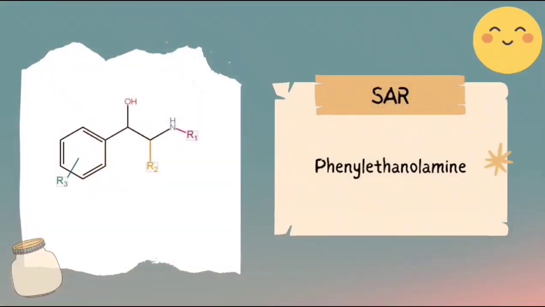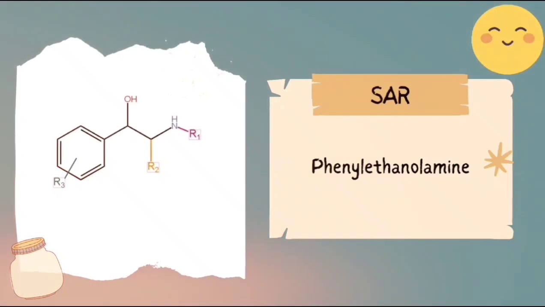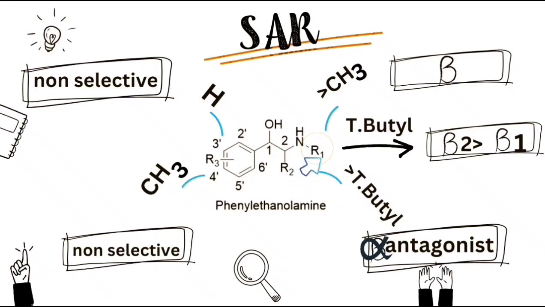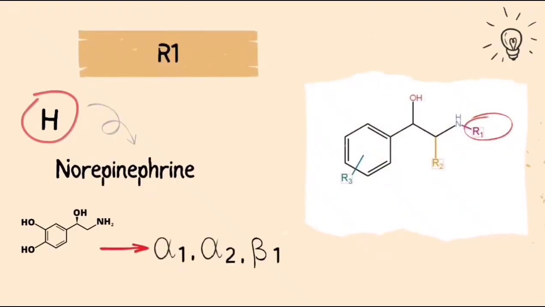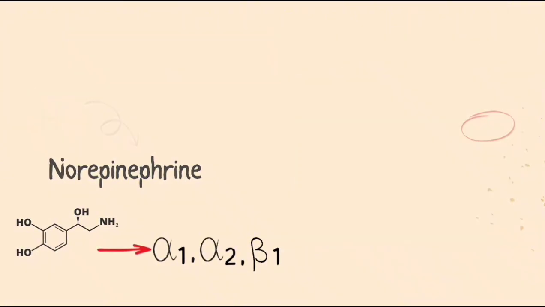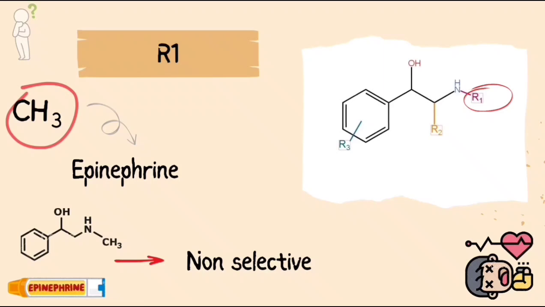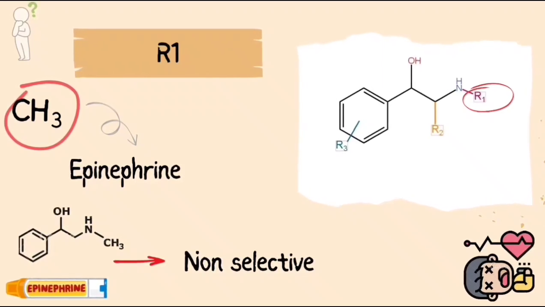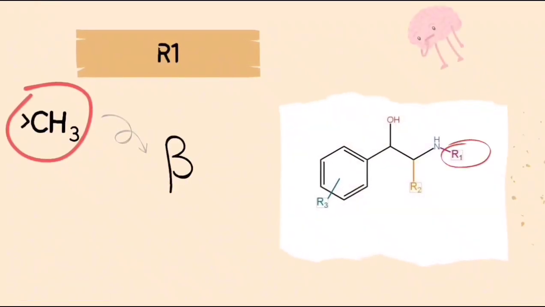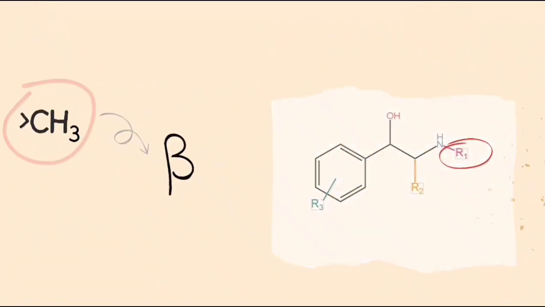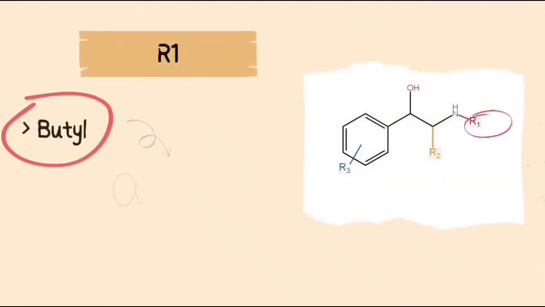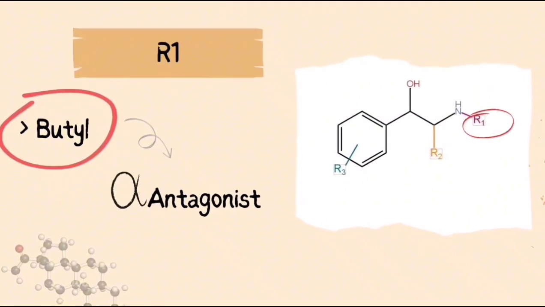Here we can see the phenylethylamine structure of adrenergic agonists, through which we can understand the structure-activity relationship. R1. If R1 is hydrogen, it's norepinephrine, and so targets alpha-1, alpha-2, and beta-1. While when replacing hydrogen with methyl group, it gives epinephrine, which is non-selective and used in anaphylactic shock and cardiac arrest. But when R1 is a group larger than methyl, it's more selective on beta. And if it's tertiary butyl, it becomes more selective on beta-2. While a larger group than butyl gives a compound with alpha antagonistic activity.